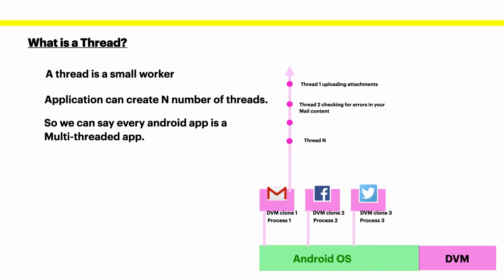And thread 2, whenever I start typing something in the mail content, that time thread 2 keeps on checking for typos in my mail contents. You can see uploading is happening parallelly. When I type something in my mail content, the typing is also happening, and meanwhile thread 2 is checking for typos in my mail contents. So multiple threads, this is the best example. So we can say every Android application is a multi-threaded app.